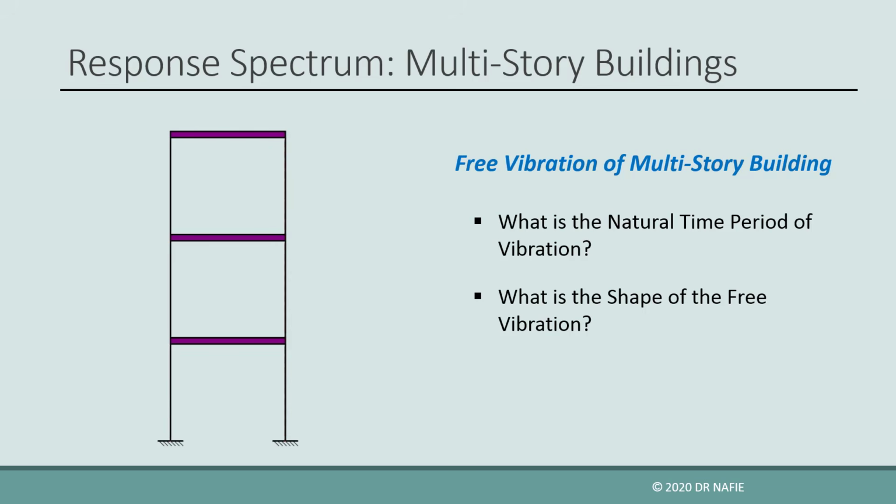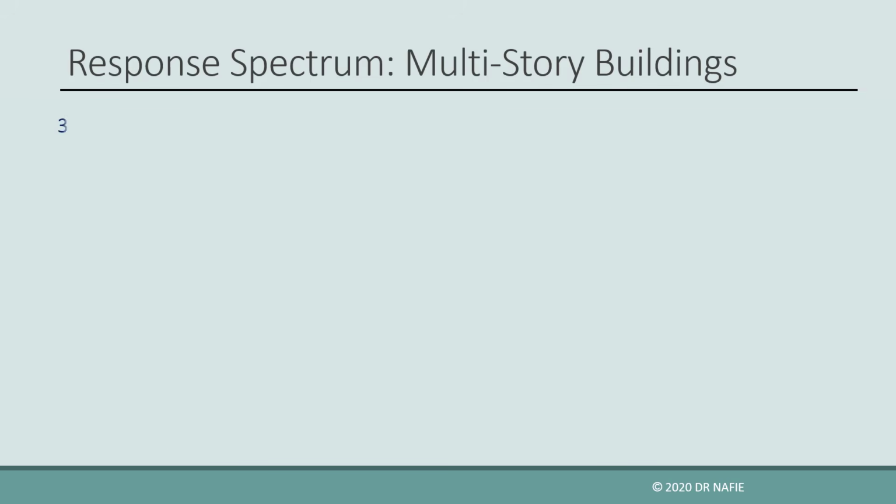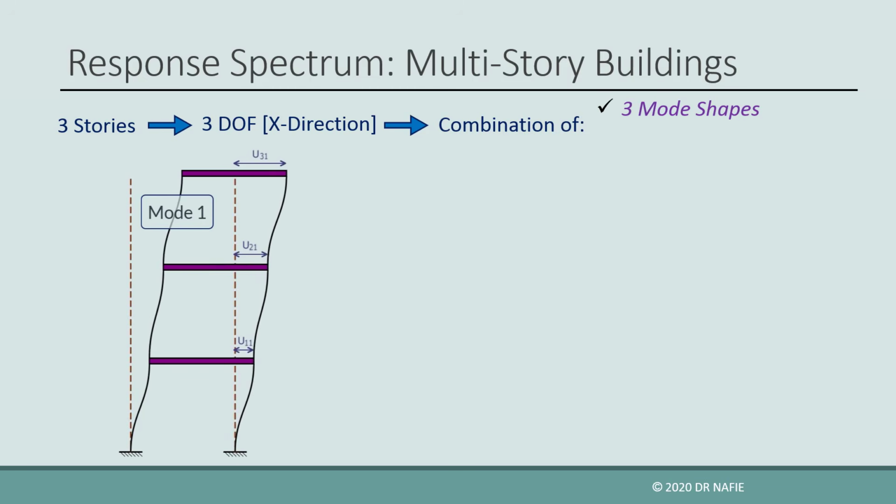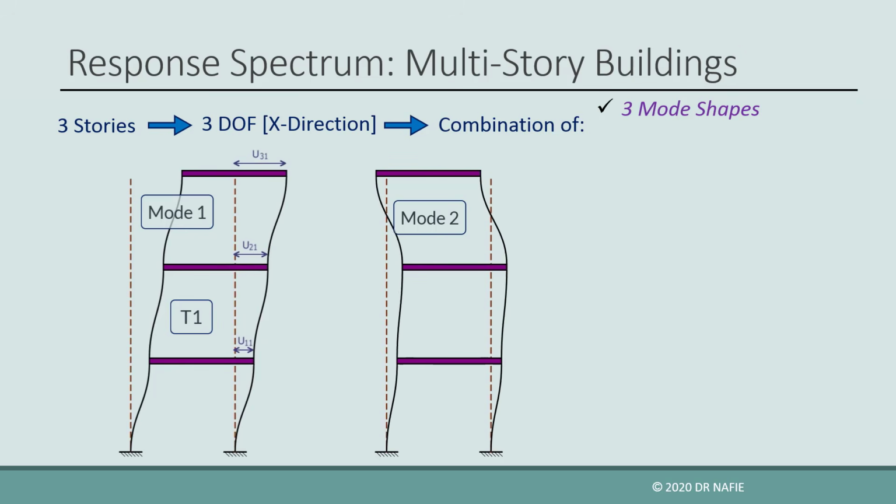By exploring the free vibration of the multi-degree of freedom building, we will find that the vibrational motion is a complex motion that is actually a combination of several basic shapes called the mode shapes. The shown 3 stories building, for example, has 3 degrees of freedom in the x direction, 1 at each story, and therefore its free vibration will be a combination of 3 basic mode shapes, and each mode shape will have its own natural time period.